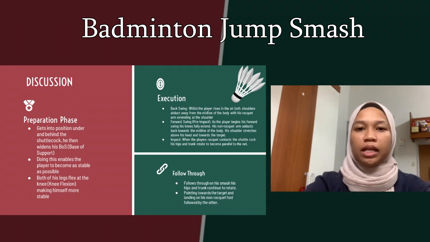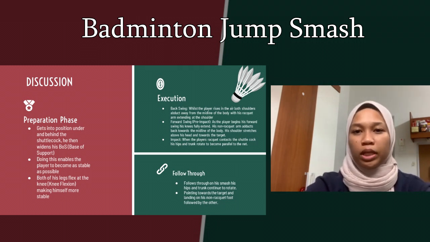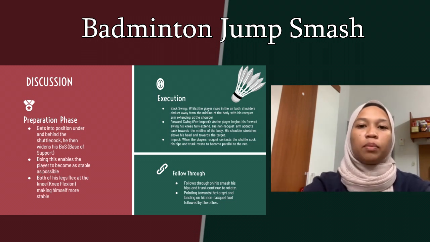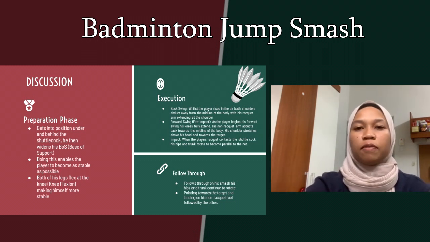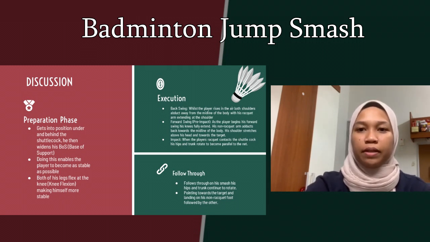The last part in execution is impact. When the player's racket contacts the shuttlecock, his hip and trunk rotate to become parallel to the net and his shoulder position is in front of his body and in a downwards direction till 1 o'clock. With his arm completely extended, his wrist flexes fully while his racket face is open towards the target.